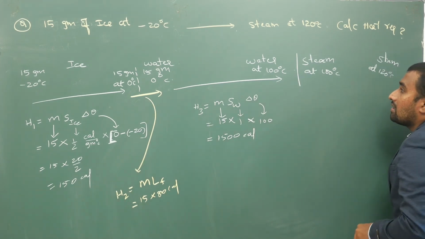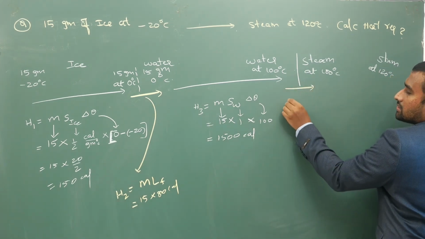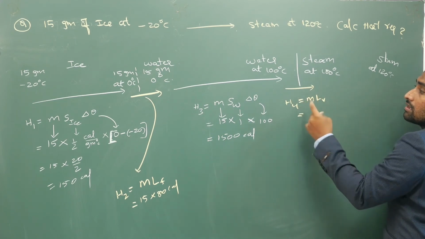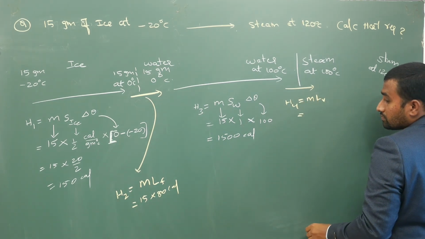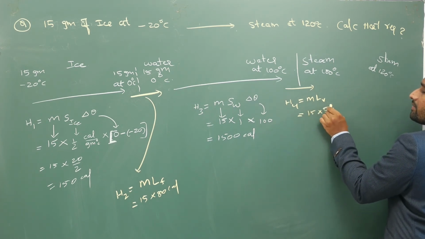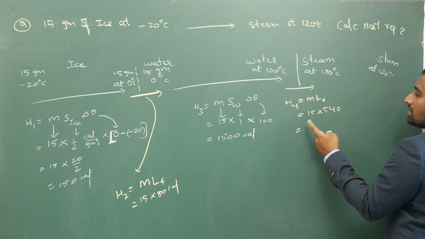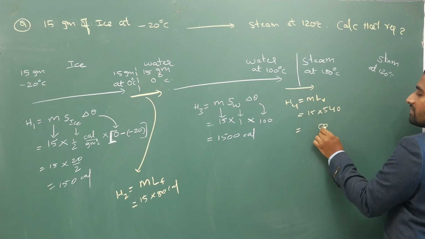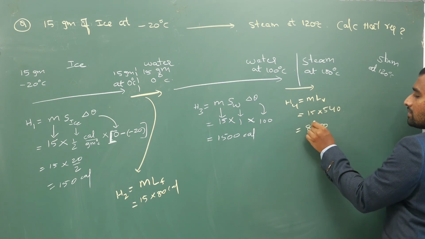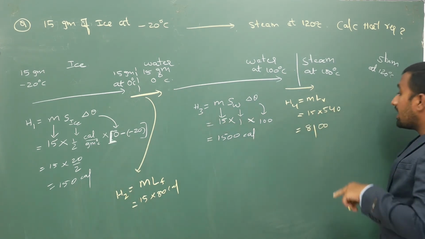Next, here also there is state change. So H4 is equal to mass times latent heat of vaporization. So it is 15 into latent heat of vaporization, we know that it is 540. So 15 zeros are 0, 15 fours are 60, 15 fives are 75 plus 6, 81, around 8100 calories.